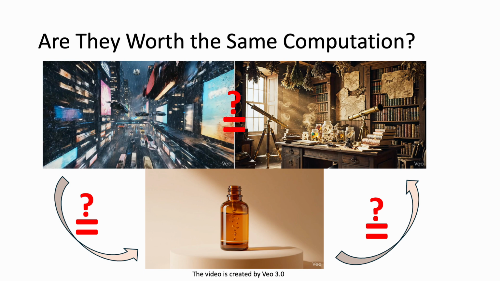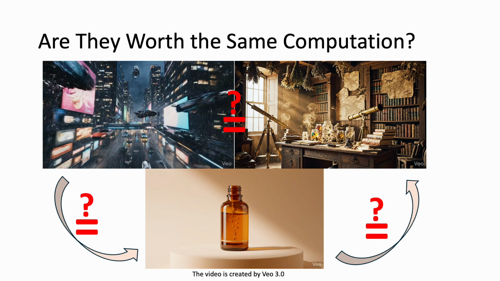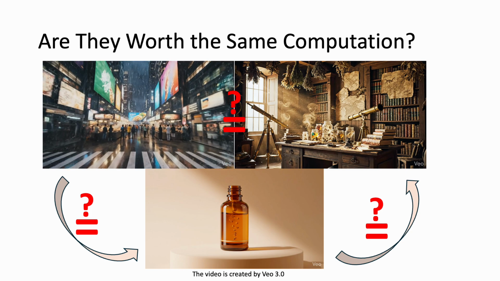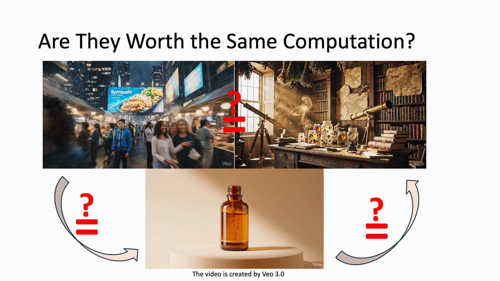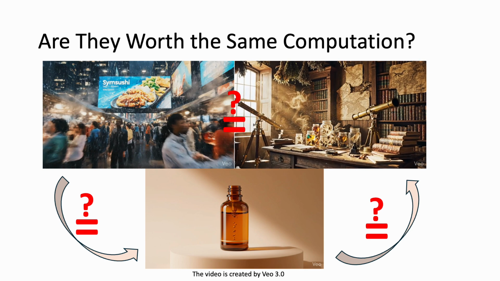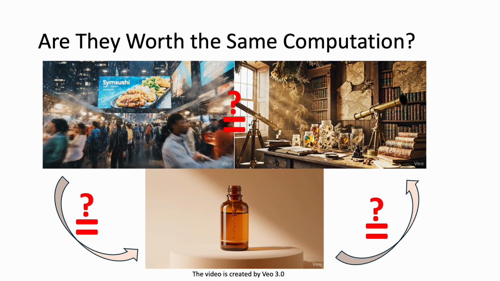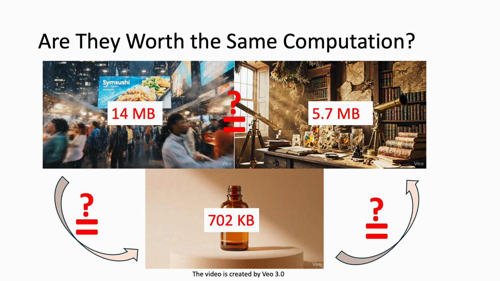The motivation of adaptive length video tokenization can be revealed in the examples here. So we have three AI-generated videos. Up left is very dynamic, with a complex layout. And up right, complex layout but relatively static. And bottom, it is simple and static. We can intuitively feel that they don't deserve the same computation to generate. And if we look at their file sizes after MP4 compression, it's more clear. They don't deserve the same computation.